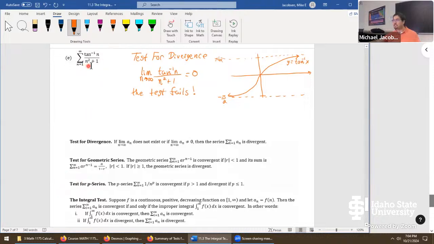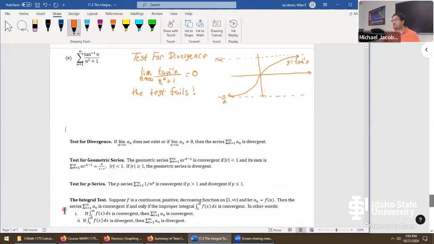Well, there's an n squared, which looks nice, but the numerator and denominator, the plus 1 and the tangent inverse n, exclude it from being a p series as well. All that's left is the integral test. So we'll practice that one once more and give this a try.